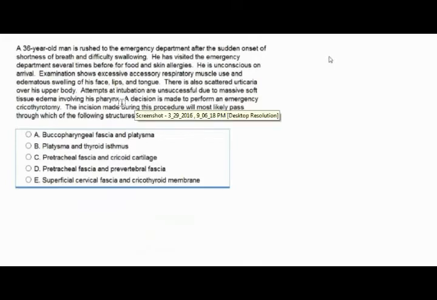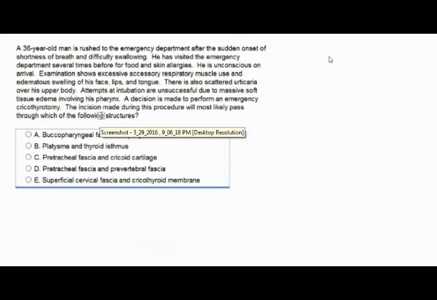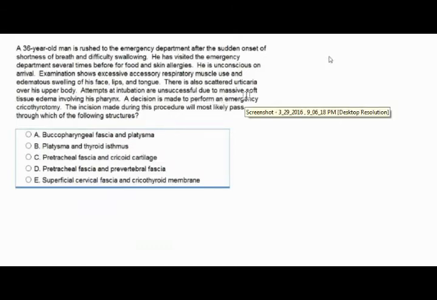The incision made during the procedure most likely passed through which of the following structures? Let's read a line above. A decision is made to perform an emergency cricothyrectomy. So cricothyrectomy is basically an incision or opening made in the cricothyroid membrane, which is between the cricoid cartilage and the thyroid cartilage. It is a passage made to the trachea, and the procedure is done here to secure the air passage.